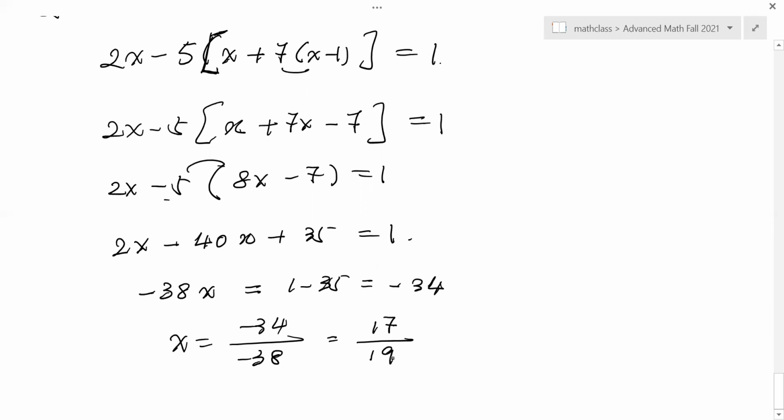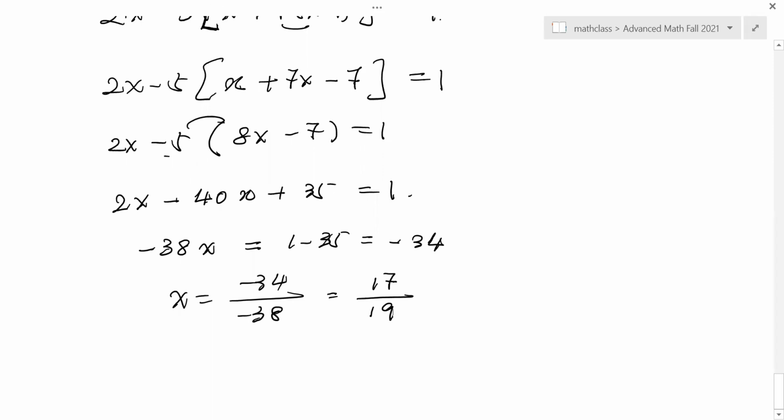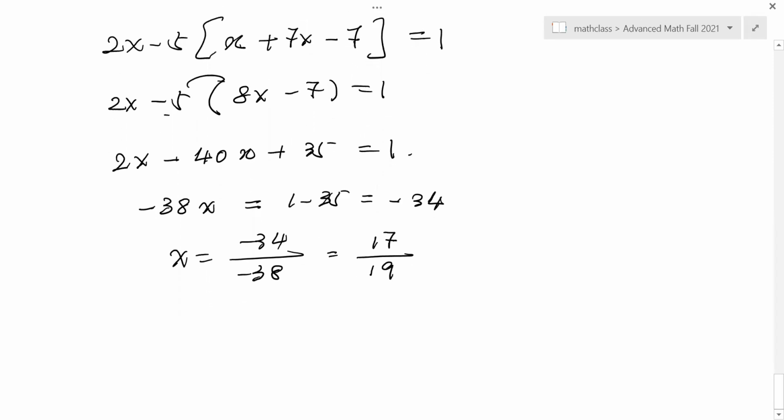Is it right, Rebecca? I guess there's a small mistake in subtraction. Yeah, 1 minus 35 is negative 34, not 36. Okay, that's why it's 17 over 19.